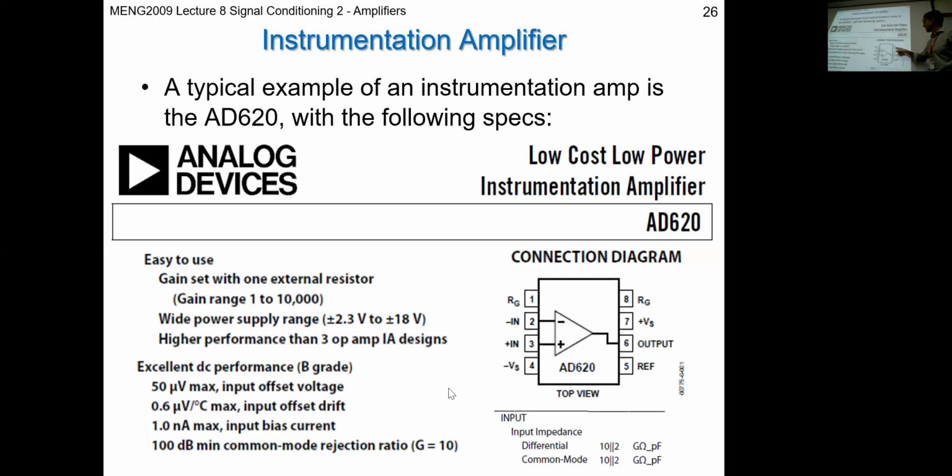But here you see we've got 1 and 8, both labeled RG. So what does this do? What's that for then?